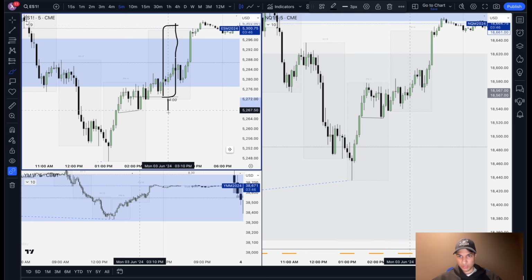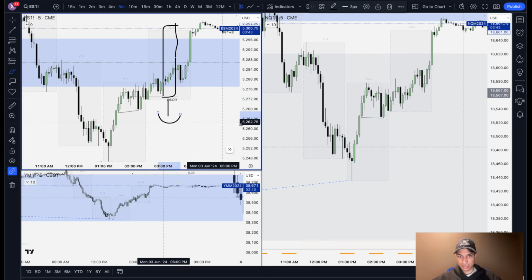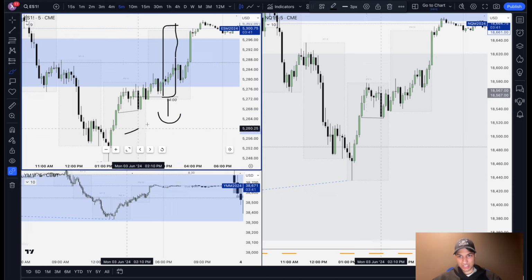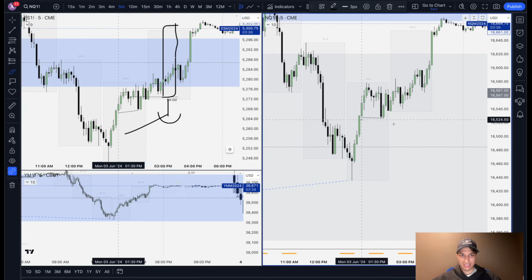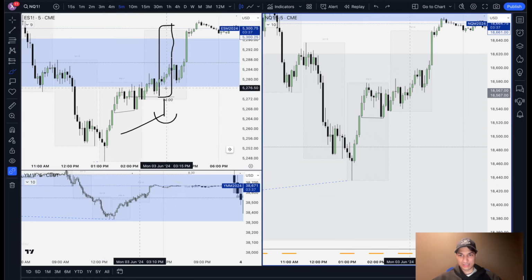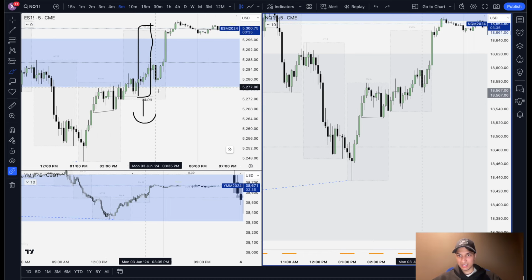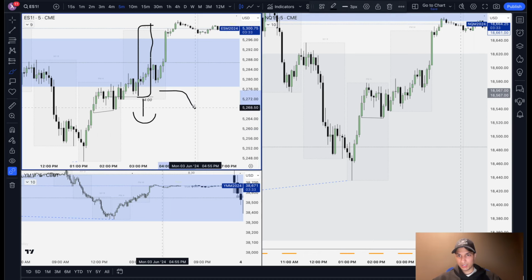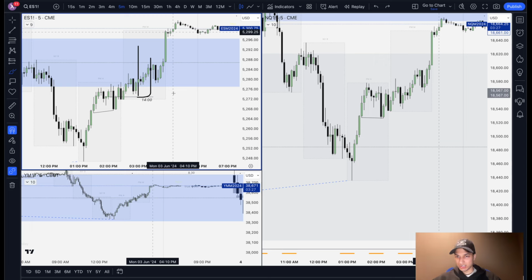Now this move below is just the manipulation, and you can see the manipulation is confirmed with the SMT. So we have an open, and then what does this actually look like? Open, low, high, close.